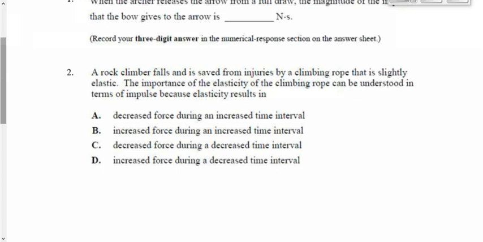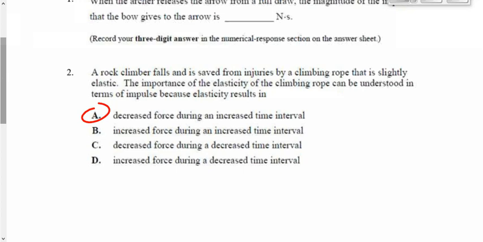So if we can think of that as an object stopping, you, the climber, are stopping at the end of this rope, then we would know that the impulse experienced by the climber is going to be the same, no matter how the climber stops, whether it's a rope that's elastic or not. So what do we want to do? Increase the time, which decreases the force. Which one's the answer? Decreased force during an increased time interval. The answer would be A.